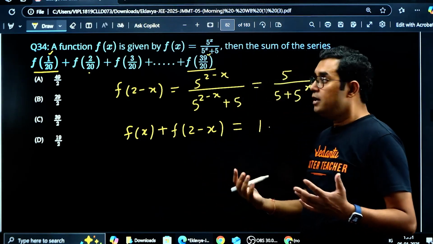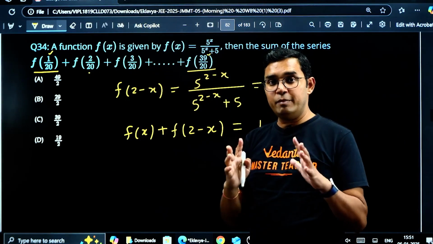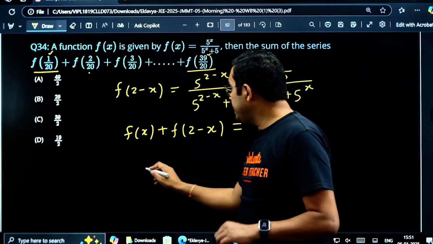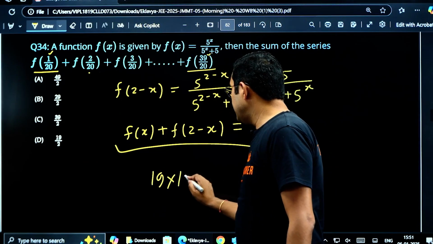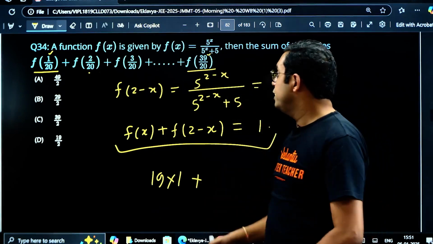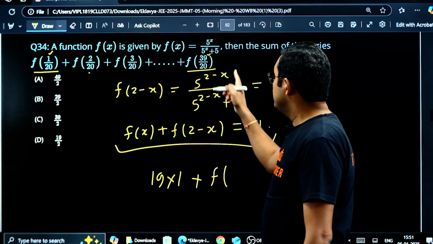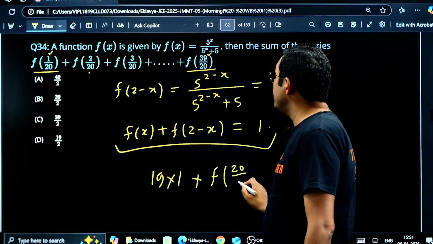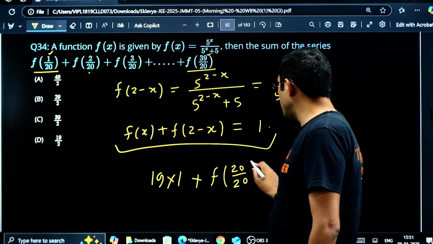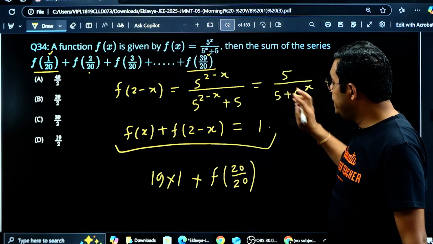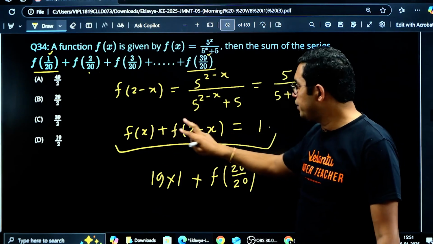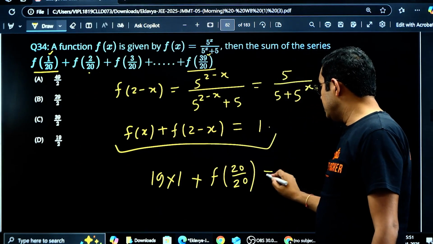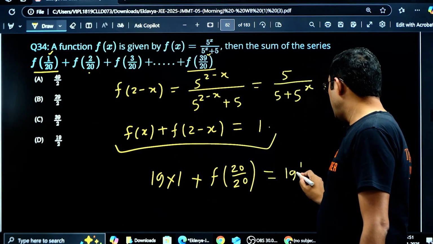So because total numbers are 39, you can make 19 pairs, and for 19 pairs, your sum would be 19 into 1, and there will be one number that is lying in between, which is actually f of 20 upon 20, because it will not make a pair with anyone. 20 upon 20, that is f(1). You can either find it from here by putting x equal to 1, or you can find it from here also by putting x equal to 1. So f(1) will be half, so 19 and a half is the answer.